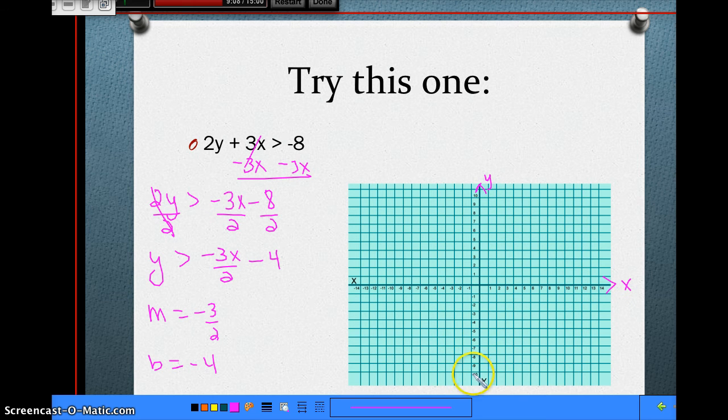Here's your y-axis and your x-axis. I'm arrowing everything. Start at -4 on your y-axis, and your slope says go down 1, 2, 3, to the right 2. It's going to end up tilting to the left, which is good because our slope is negative. Or we can go up 1, 2, 3, to the left 2. We're going to connect these points with a dotted line because there's no equal sign.